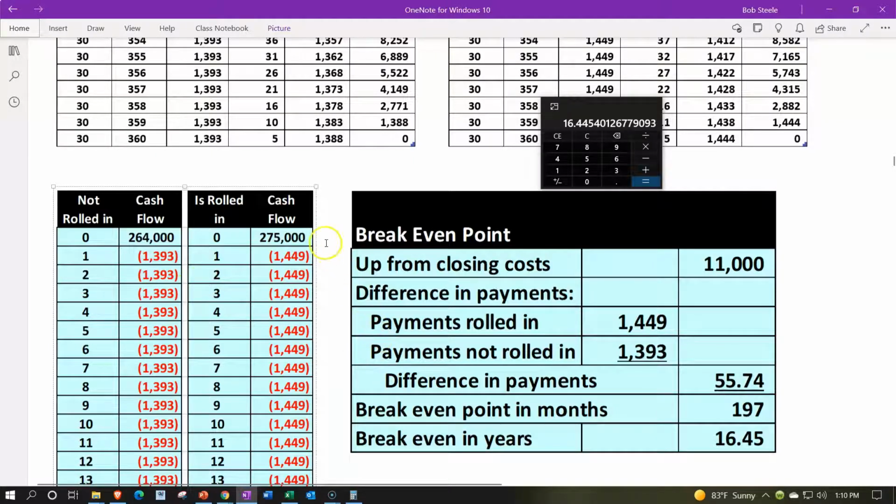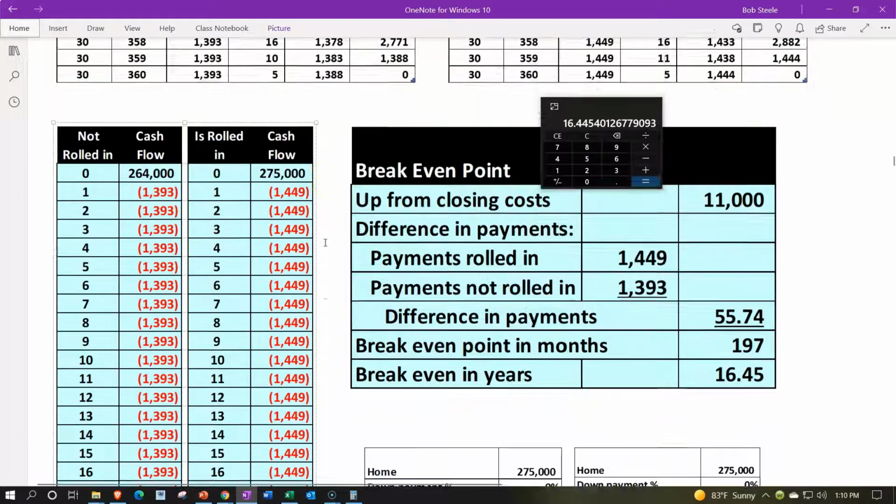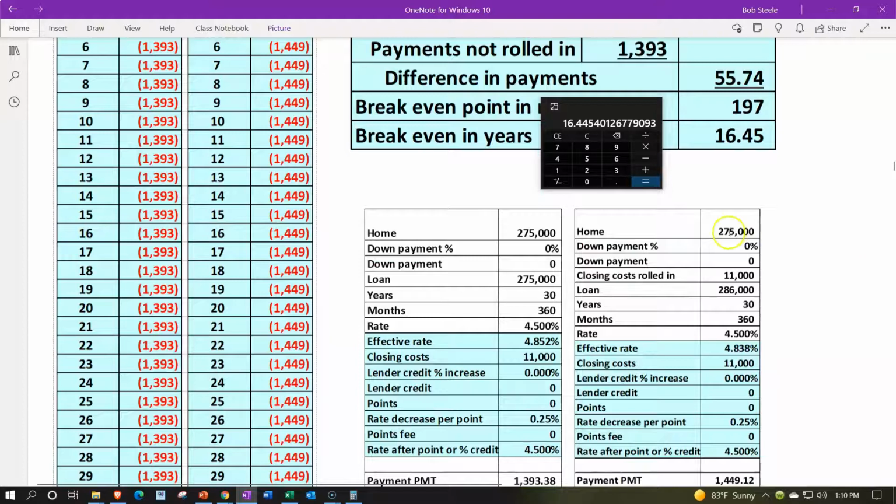264,000. And then for the second one, we have the 275,000. Where does that come from? Well, the 275,000 was the first amount that we agreed on before we upped it to 286 in order to include the closing costs. So we actually got 286. But really what happened is we paid for the home at the 275, and then we paid the 11,000 out of it. So the 286 minus the 11 gets us back to the 275.